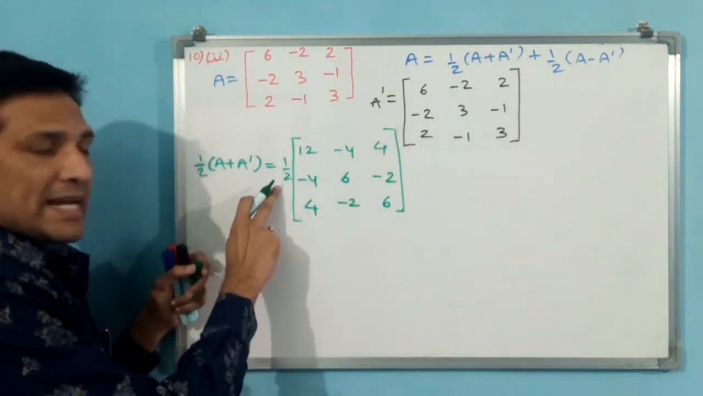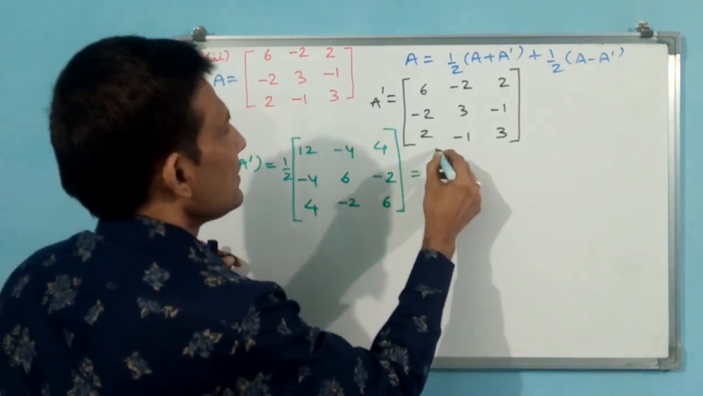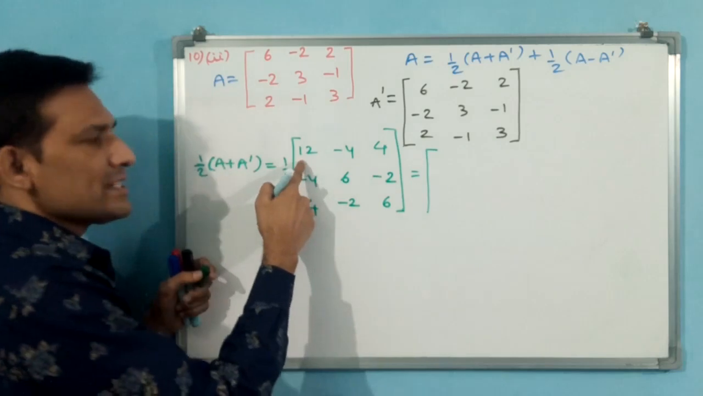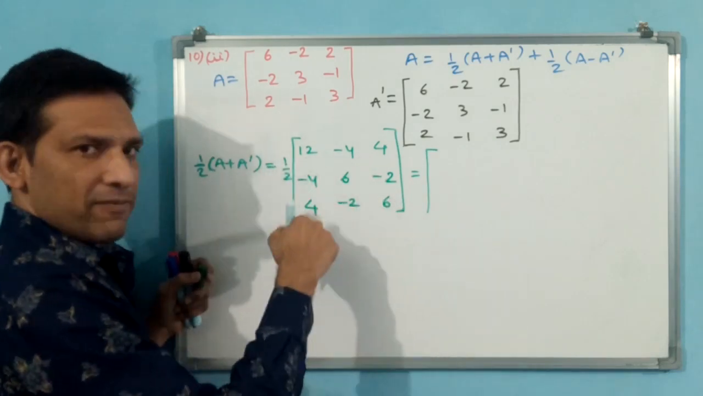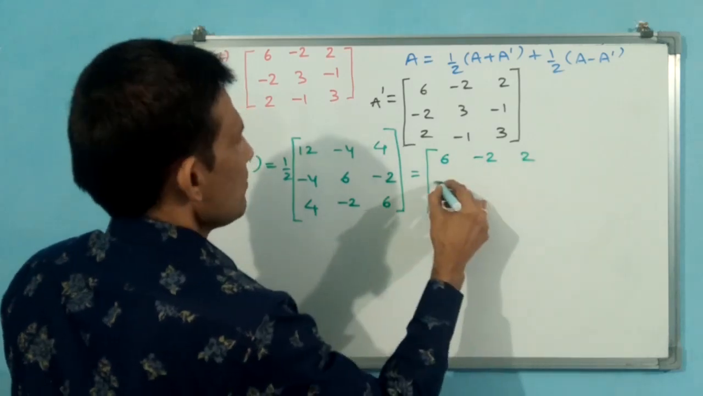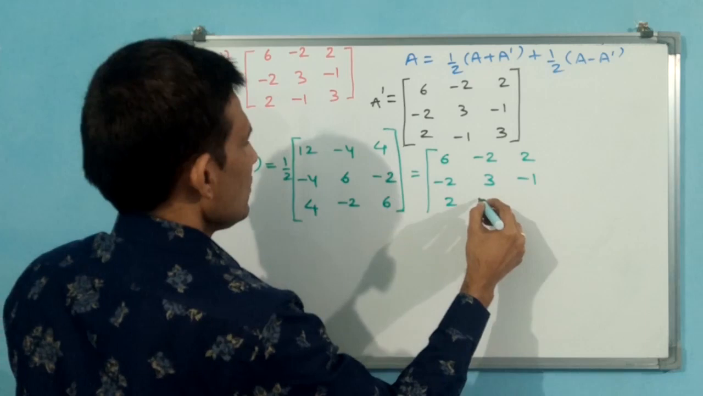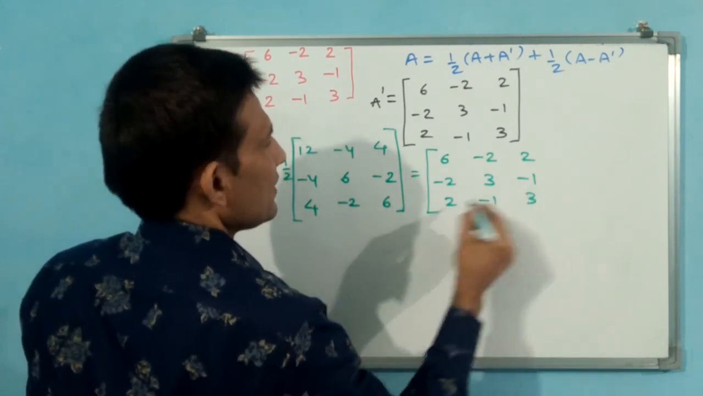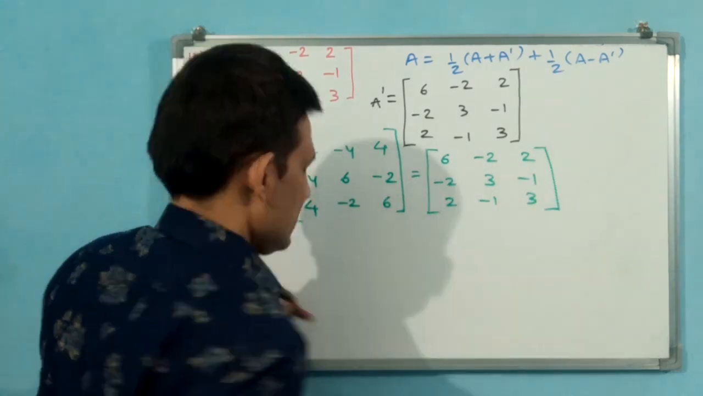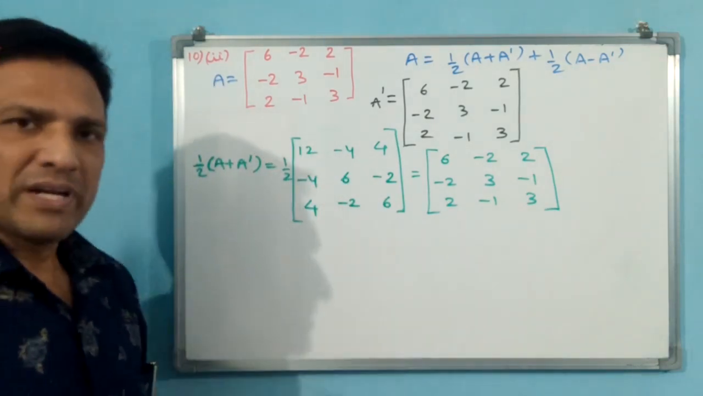See, this we have not yet sent 1 by 2 inside. It is outside. Then you send it inside. If you send it inside, these are going to become half: 6, minus 2, 2; minus 2, 3, minus 1; 2, minus 1, 3. Okay. First of all, let us see whether this is symmetric or not.